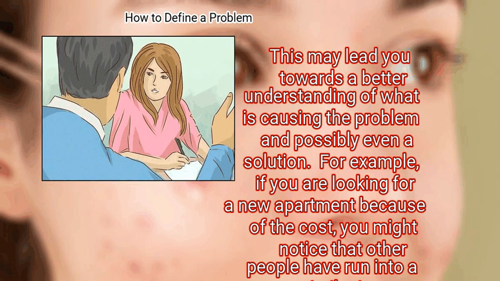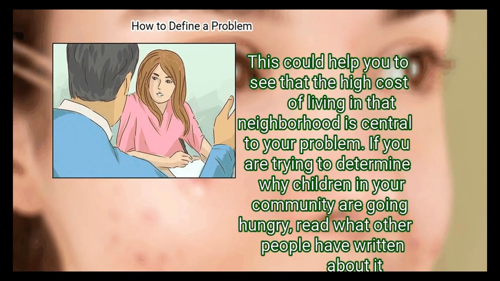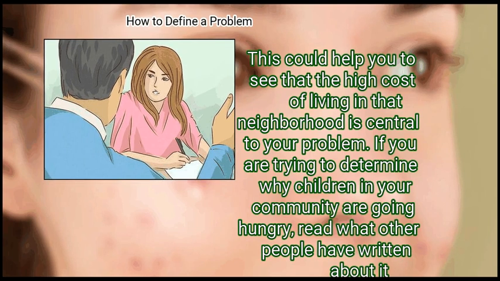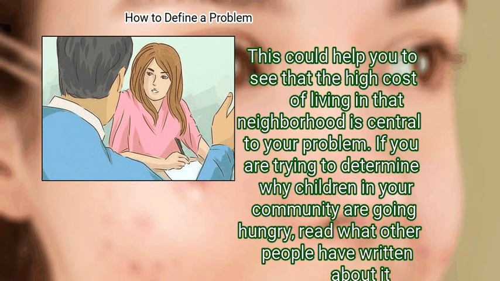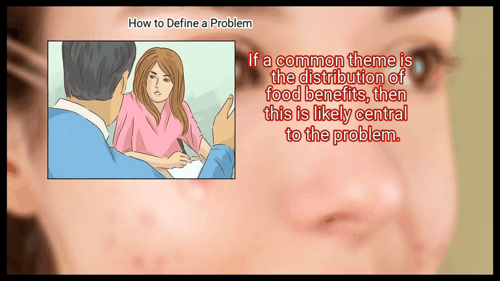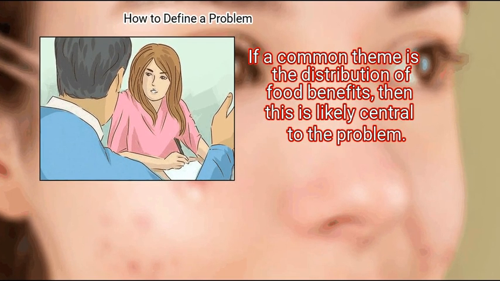For example, if you are looking for a new apartment because of the cost, you might notice that other people have run into a similar issue. This could help you to see that the high cost of living in that neighborhood is central to your problem. If you are trying to determine why children in your community are going hungry, read what other people have written about it. If a common theme is the distribution of food benefits, then this is likely central to the problem.